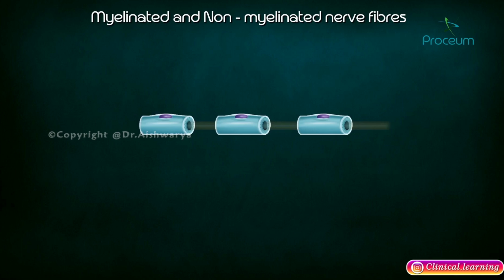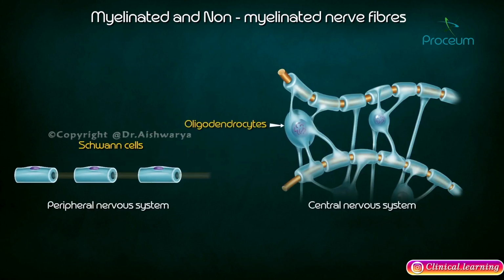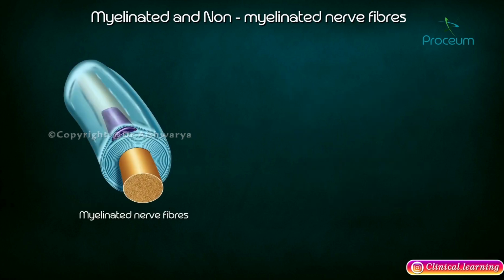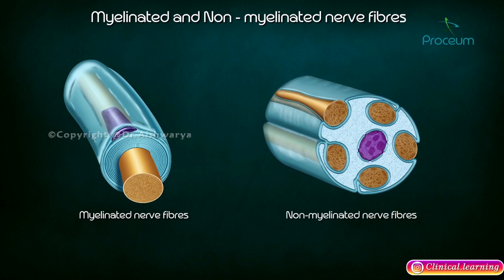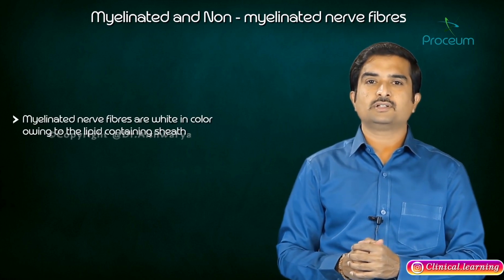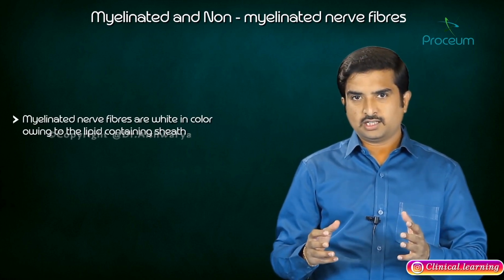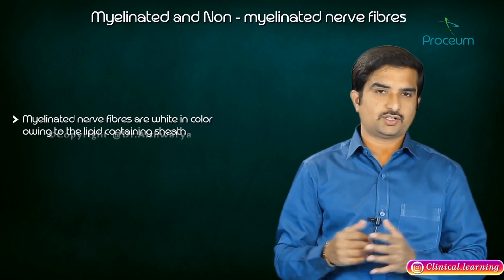The sheath of cells are called Schwann cells in the peripheral nervous system and oligodendrocytes in the central nervous system. Nerves containing this kind of myelin sheath are termed myelinated nerve fibers, and those which are unsheathed are non-myelinated nerve fibers. The myelinated nerve fibers are white in color owing to the lipid containing sheath.